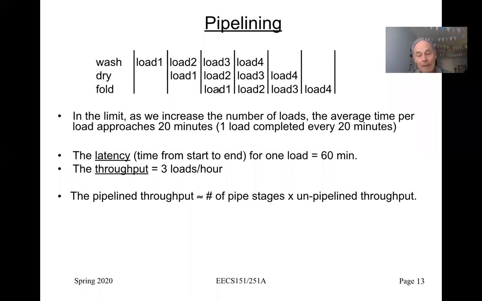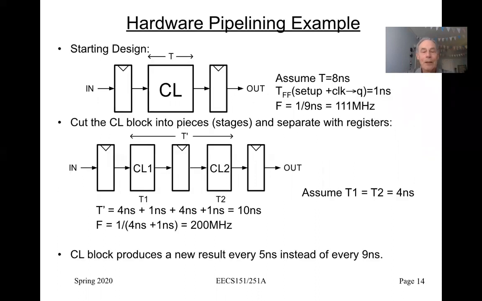Okay. So the pipeline throughput is proportional to the number of pipeline stages times the unpipelined throughput, in the limit. So in this case, the pipeline throughput would be 3 times higher because the pipeline is 3 stages deep. Okay, so what does this mean in hardware? Well, in real hardware, it doesn't work out as well.